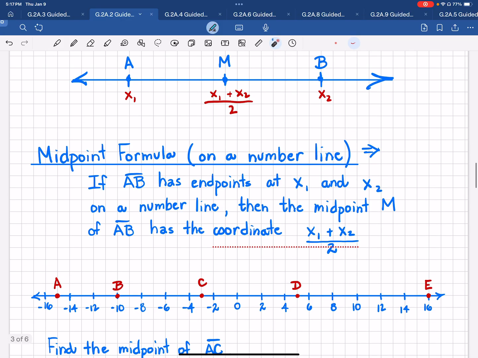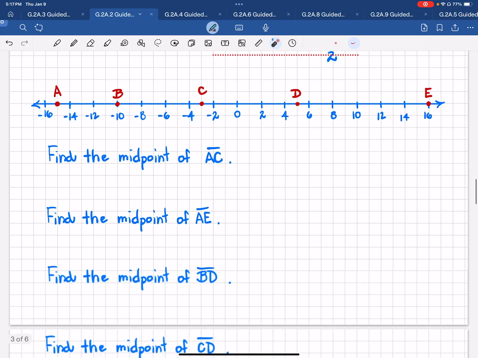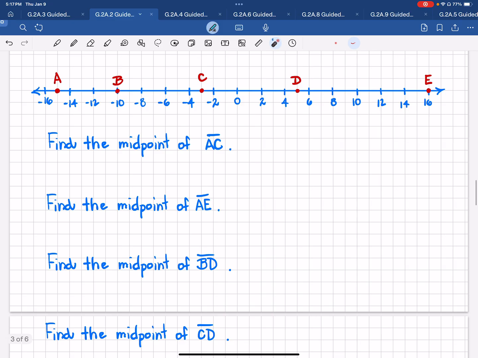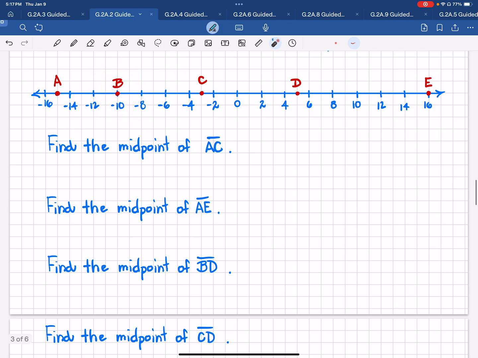So now that you know the formula, we're going to come down here and look at this number line. Notice that we have some points in red, but we also have numbers in blue below. A corresponds to negative 15, B corresponds to negative 10, C corresponds to negative 3, D corresponds to 5, and E corresponds to 16. I want to find the measure of AC, where that midpoint is, okay?